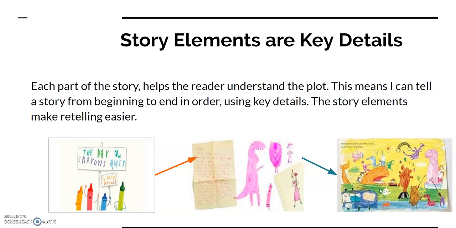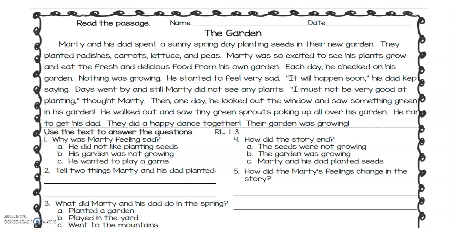Let's put all of these things into practice by reading a story. So this story is called The Garden, and I noticed down here it's going to ask me some questions about how the characters might feel, things that he's planted. Another question about what does he do in the spring, how does the story end, and how do his feelings change. All right, so those are some of the things that I want to keep in mind while I'm reading. A lot of these I'm noticing are key details. Remember, those story elements are really going to help me understand and answer questions about key details.